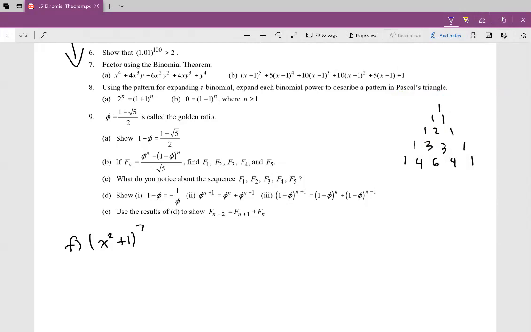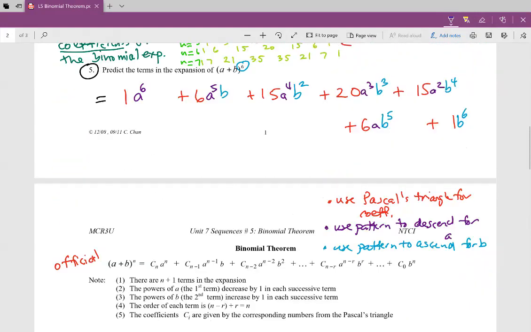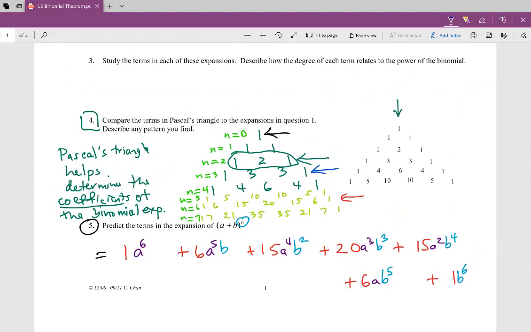Back to this. So what we have to keep going is 1, 5, 10, 10, 5, 1, then 1, 6, 15, 20, 15, 6, 1, and then 1, 7, 21, 35, 35, 21, 7, 1. I think that was actually the one we did. And we could definitely check. Let's check, because, yep, you have it.